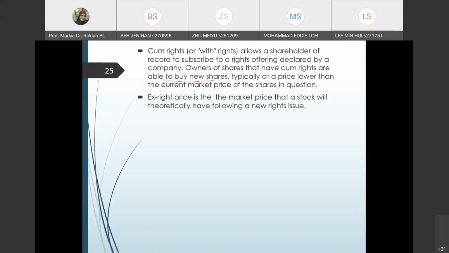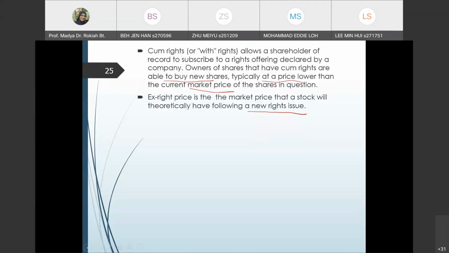Okay, able to buy the share at a price which is lower than the current market price. Ex-rights price is the market price that the stock will theoretically have following a new rights issue. So you have two types here: cum rights, which is the market value, and then ex-rights, here is the exercise price.